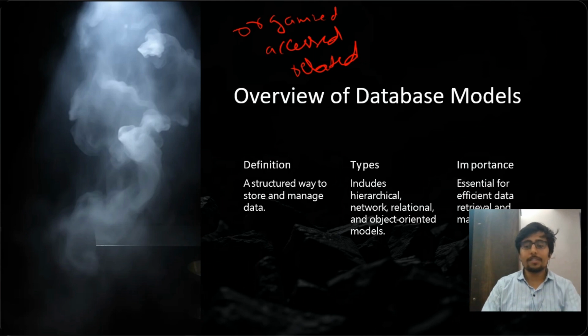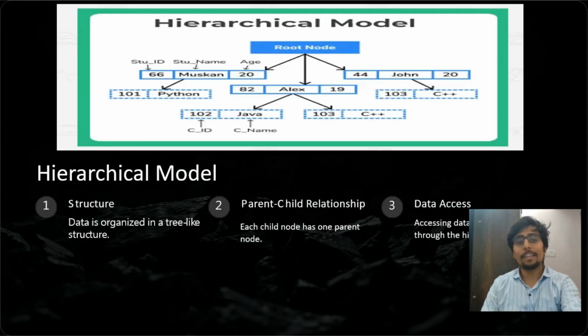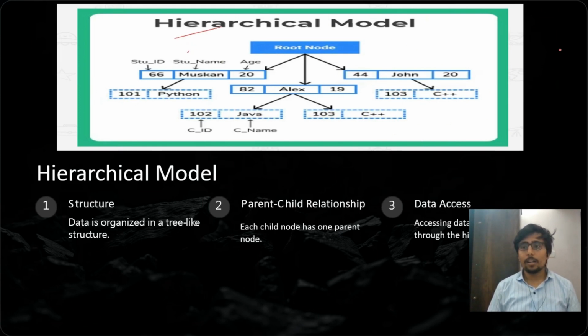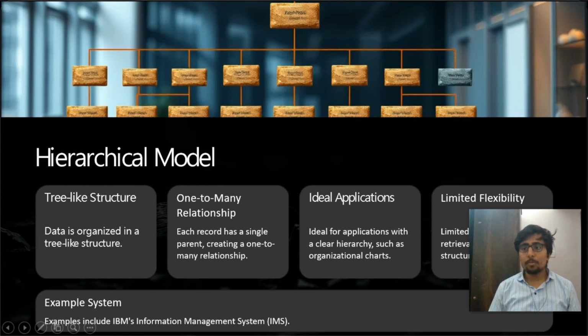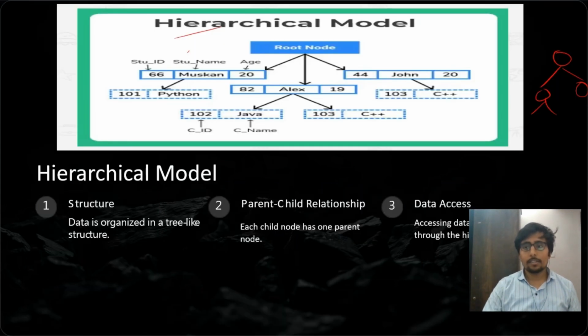So the first one is the hierarchical database model. As you can see on your screen, this image over here is the hierarchical model, and this is the root node. For example, there is a parent and there are two children, and this child will also have two children. So this is the hierarchical model, with parent nodes and child nodes.